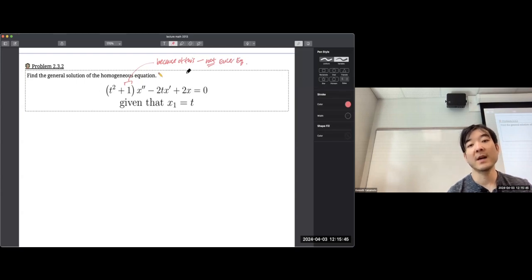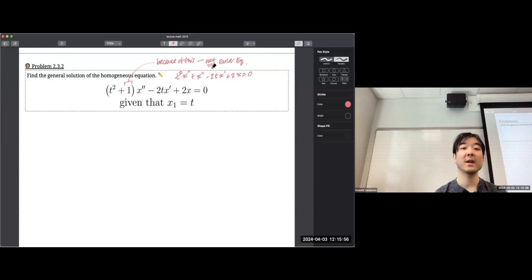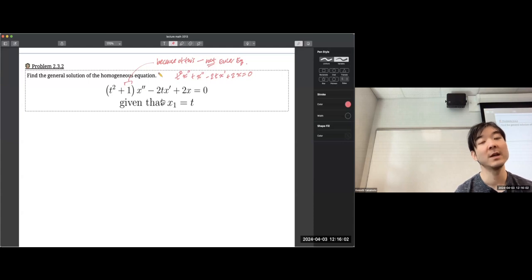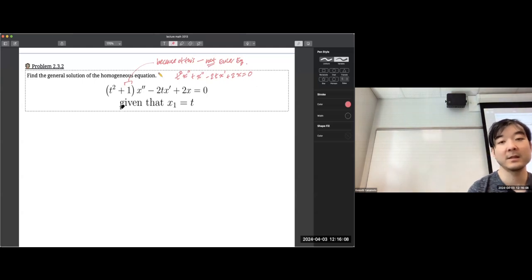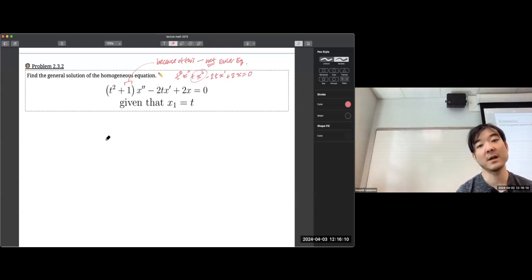Really, if you were to write this out, it's really going to be t squared x double prime plus x double prime minus 2tx prime plus 2x is equal to 0. This is really what this equation is. This x double prime term shouldn't be there if you're going to have an Euler equation. So you have an equation that's really like this if you end up multiplying it out. And this term is causing it to not be an Euler equation.